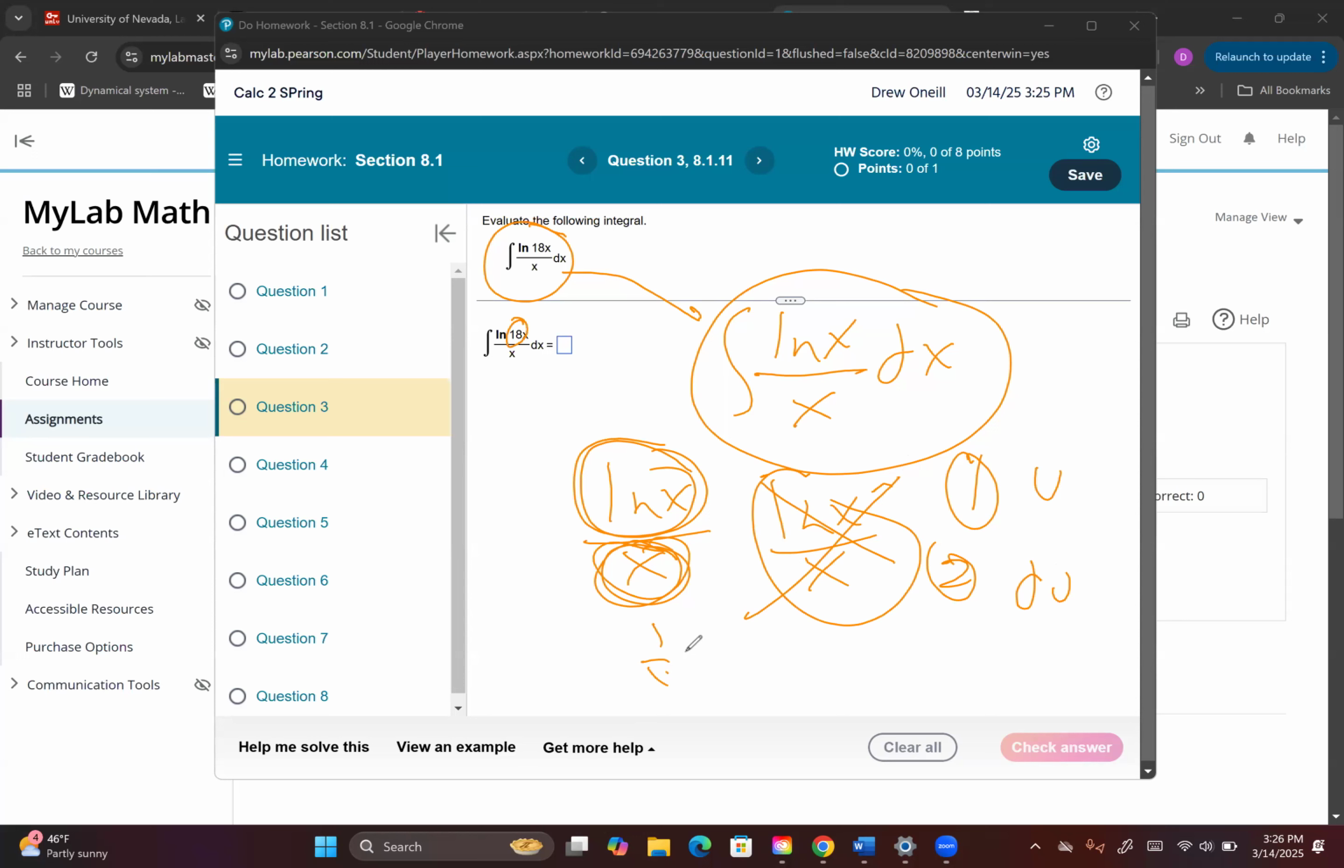What would the derivative of 1 over x be? It'd be negative 1 over x squared. We don't see that anywhere. So this is a bad choice. We don't want this to be our u.